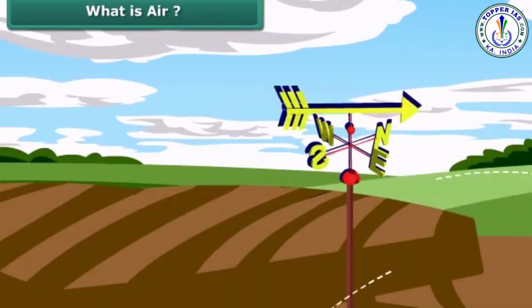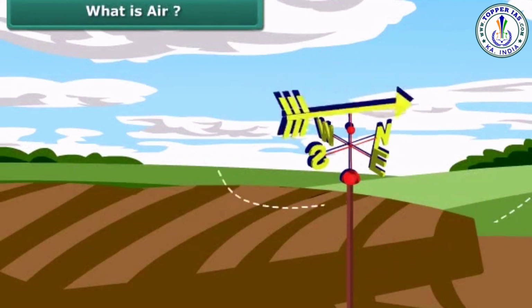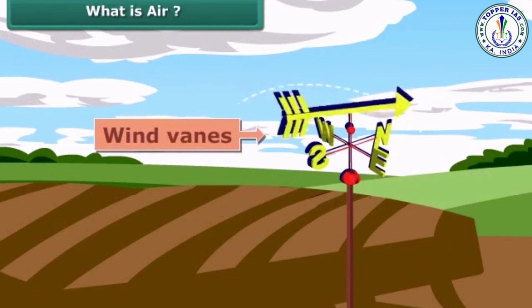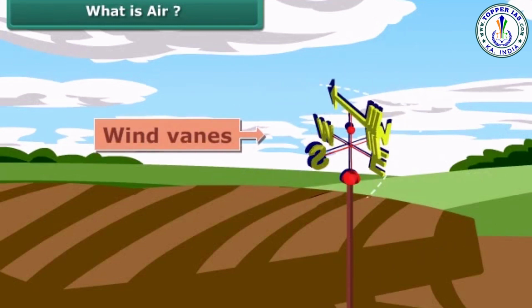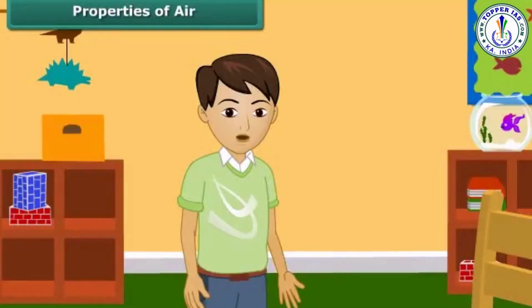This moving air is called wind. We can know the direction of wind with the help of wind vanes. Air is colorless and enables us to see everything through it as it is. It has no smell and taste.